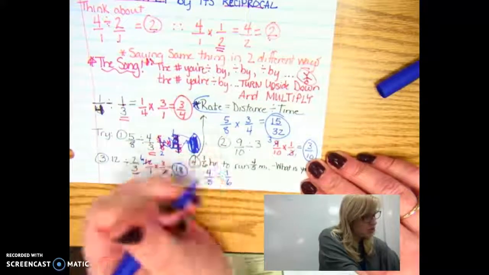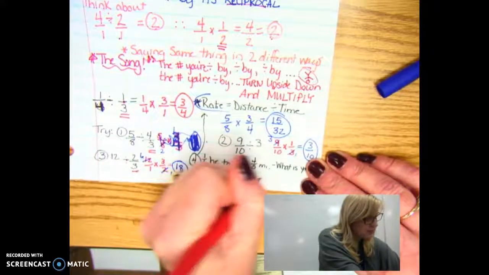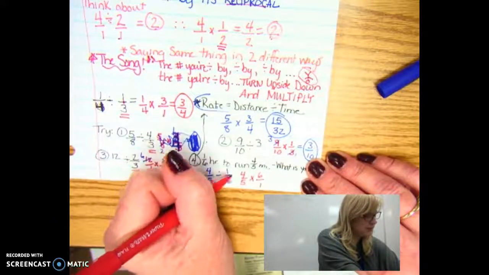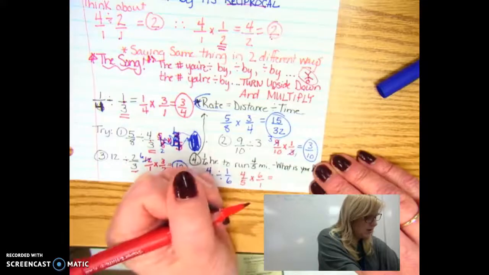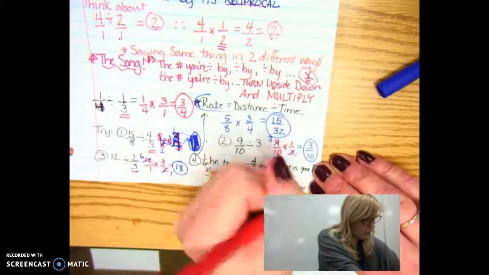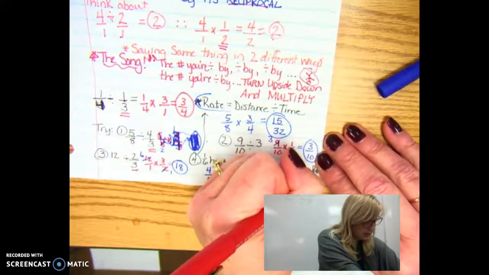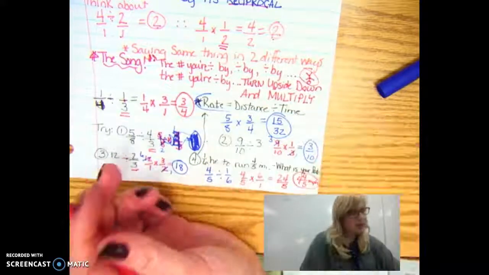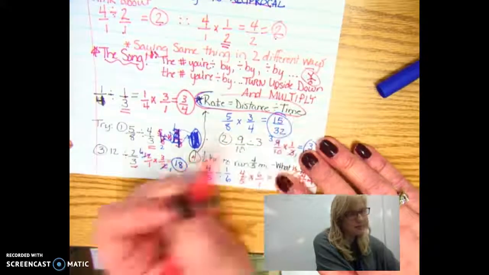So if I want to change that, I'm going to use a different color. 4/5 times 6/1, because we flipped that number, it stood on its head. Our rate is going to be 24/5, which will be 4 and 4/5 mph, miles per hour. So the biggest thing that you need to remember to apply is this formula of distance divided by time.